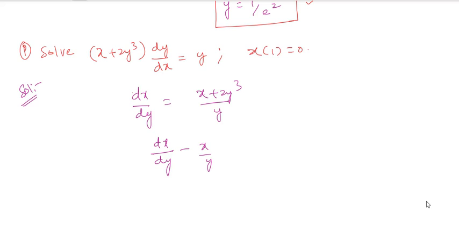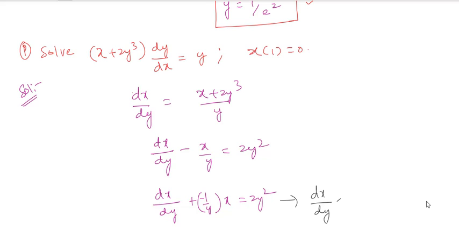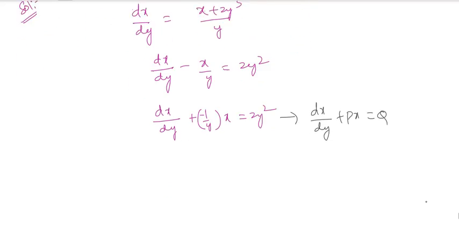This y will get cancelled. So you will have it as what? This I can represent as 2y square. So this also again I can represent as dx by dy plus, that is minus 1 by y into x, which is equivalent to 2y square. So how do I have to compare this? This will be dx by dy plus px, which is equivalent to Q. You have to compare it as that. Am I correct or not?